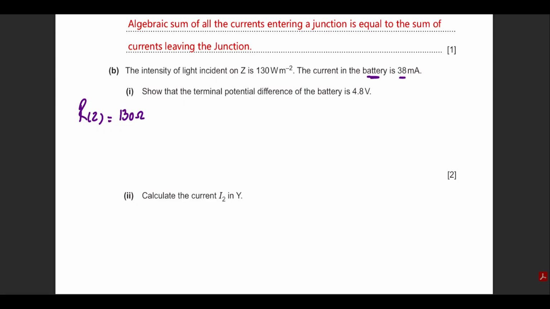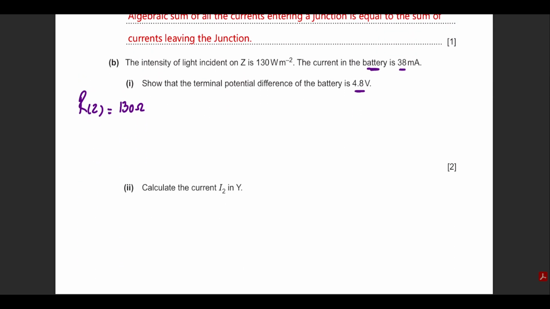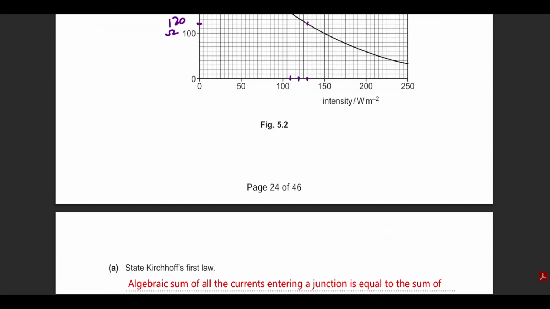The question is about showing the potential difference is 4.8 volts. That's very easy to do. You see, the current coming from the battery is also flowing through the internal resistance. And we can use V equals IR to find how much voltage the internal resistor uses up. That will become the term leading to the terminal potential difference. So EMF is equal to the terminal potential difference of the components plus the lost volts of the internal resistance. And we can solve this logically. The voltage drop by the internal resistance will be 38 into 10 to the power minus 3 amps multiplied by its own resistance, which is 4.7 ohms.